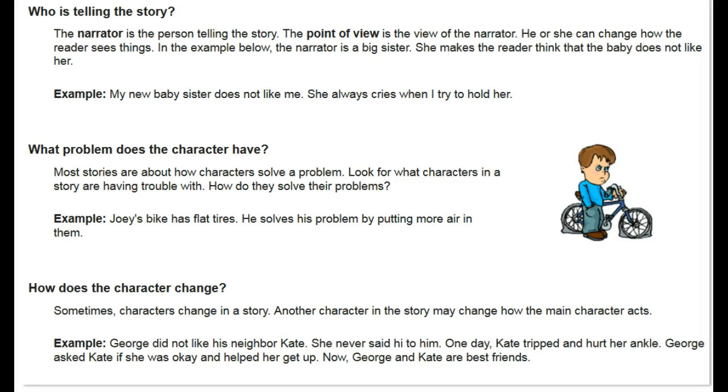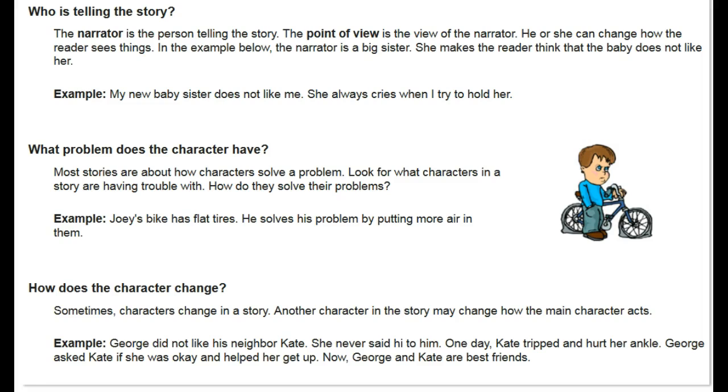What problem does the character have? Most stories are about how characters solve a problem. Look for what characters in a story are having trouble with. How do they solve their problems? For example, Joey's bike has flat tires. He solves his problem by putting more air in them.